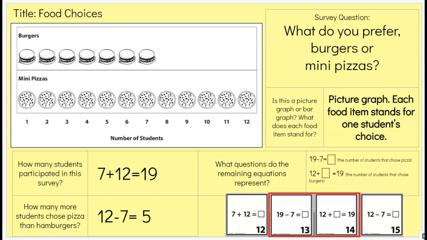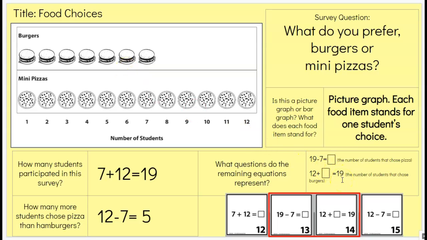Show a connection if you were thinking 12 plus something equals 19 represents the number of students that chose burgers. That's good thinking. How did you know that? You may have been thinking, well, again, we know that 19 students participated in this survey. That's our total. We also know that 12 students chose pizzas. If we're trying to get to our total, we need to add 12 plus our other choice of burgers to get the answer of 19.